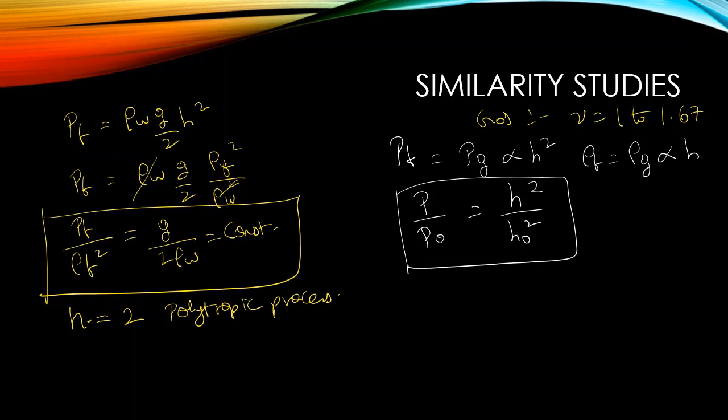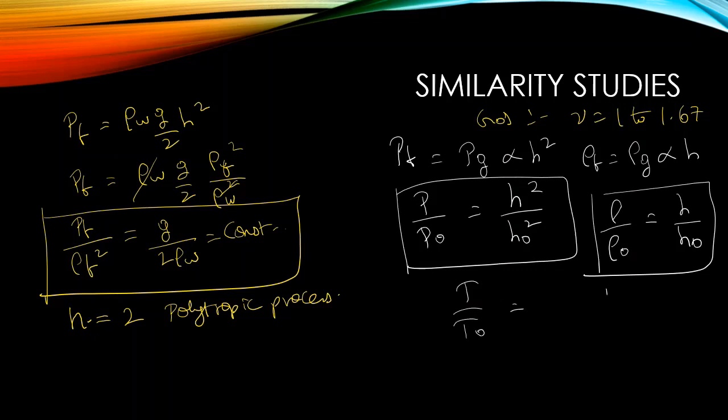Similarly, we can write it for density. ρ/ρ0 is also H/H0, since ρ is directly proportional to H. And similarly T/T0: since P is equal to ρRT, we can also write T/T0 as H/H0.